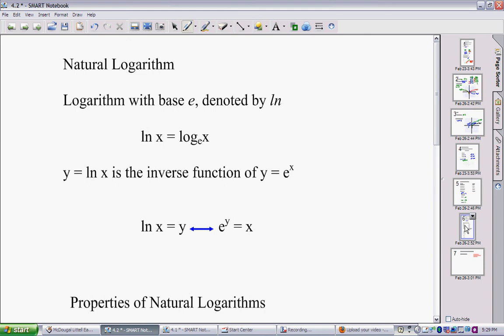We also have the natural logarithm. Logarithm with base e denoted by ln for natural log. So ln x is really log base e of x. The natural log is the inverse function of y equals e to the x. And here we see how to put it into an exponent.